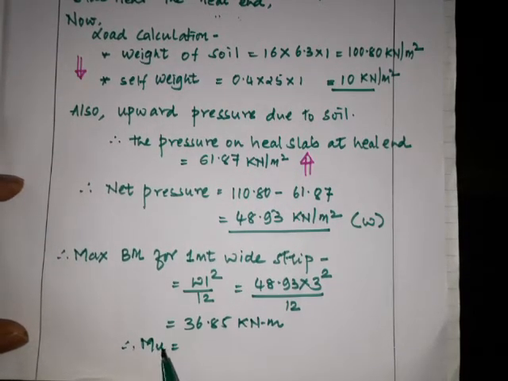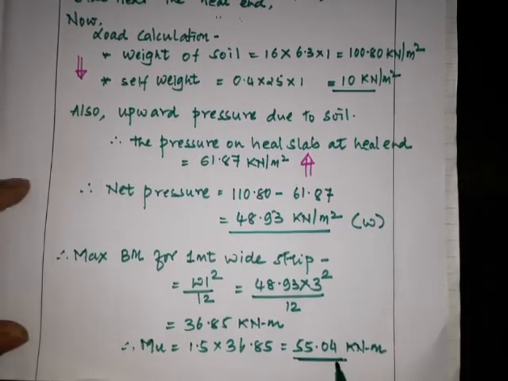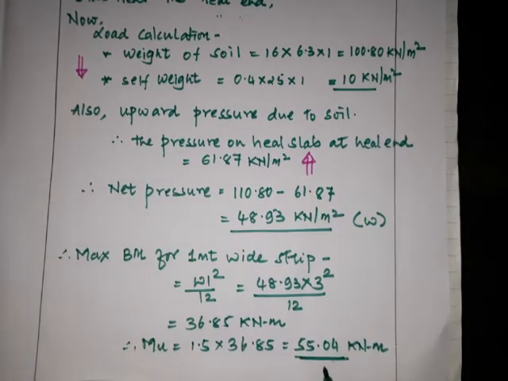Therefore Mu is equal to 1.5 times 36.85, so we get this as 55.04 kilonewton meter. So this is the net moment acting over the heel slab, and with respect to this moment we have to find out the area of steel.